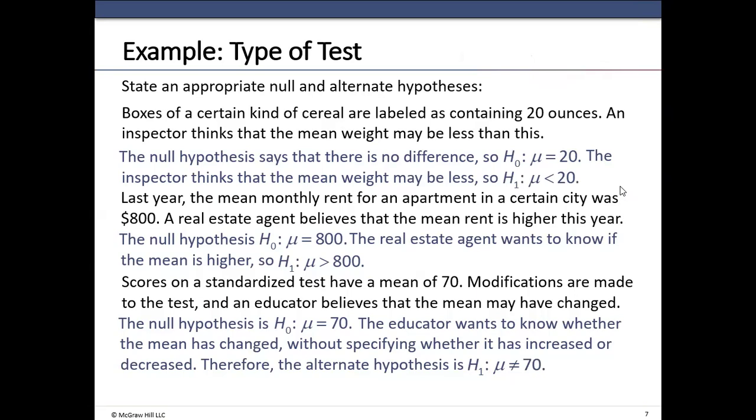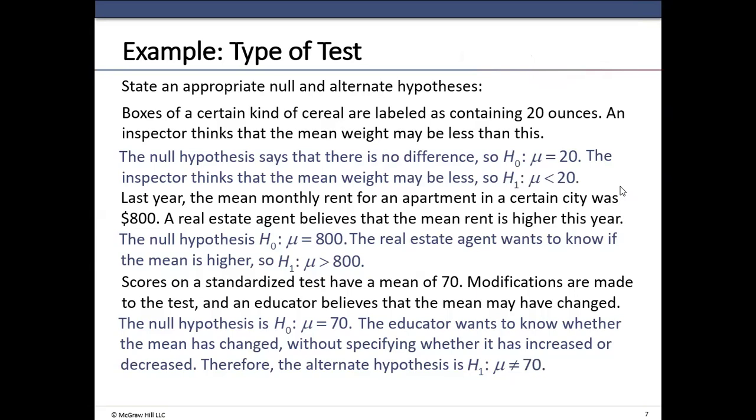Last year, the mean monthly rent for an apartment in a certain city was 800. A real estate agent believes that the mean rent is higher this year. So the null hypothesis H sub 0 colon mu equal to 800, always the equal to sign in the null hypothesis. And the alternate hypothesis: the real estate agent believes that the mean rent is higher. That means alternate H sub 1 colon mu greater than 800.